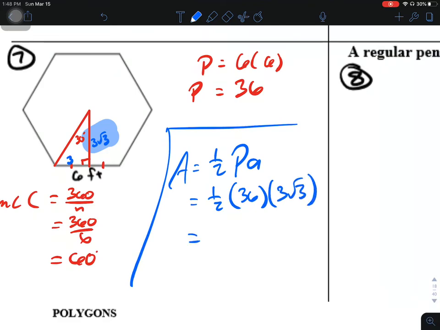This is going to give us 1/2 times 36 times 3 square roots of 3. Let me put that in my calculator real quick. That is 54 square roots of 3. And we have units for this one, square feet.